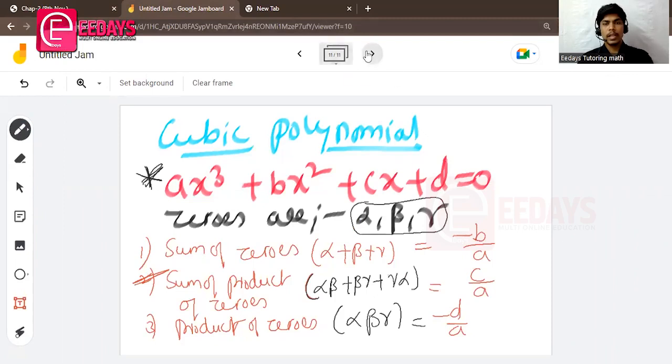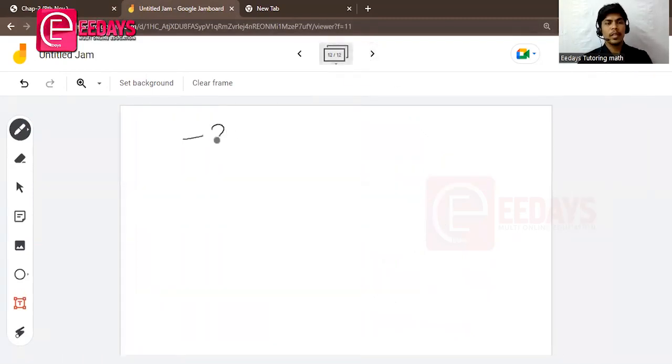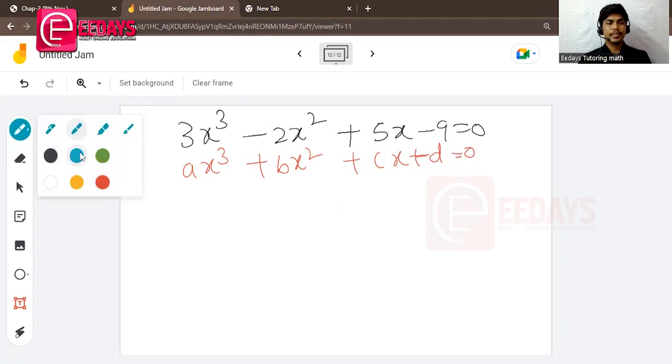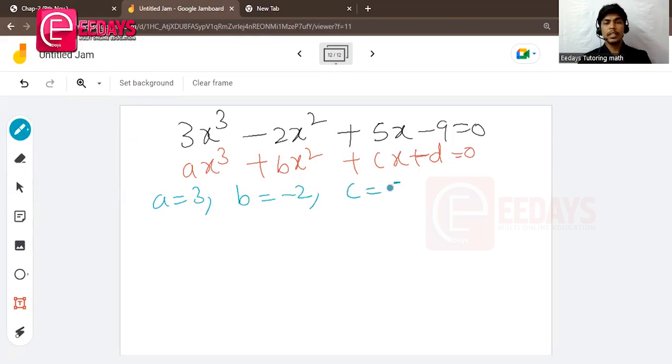Let's solve one simple example, then you can understand better. 3x cube minus 2x square plus 5x minus 9 is equal to 0. First, you just compare with the general form, ax cube plus bx square plus cx plus d, and write all the values here. In the place of a, 3 is there. In the place of b, minus 2 is there. In the place of c, 5 is there. You can include the symbols also. d is equal to minus 9. I hope you understand.